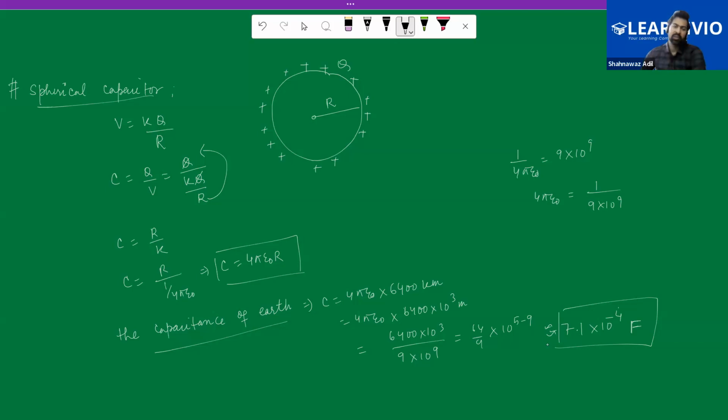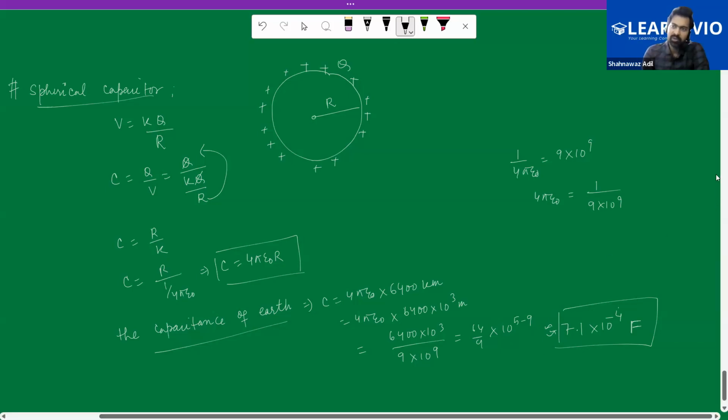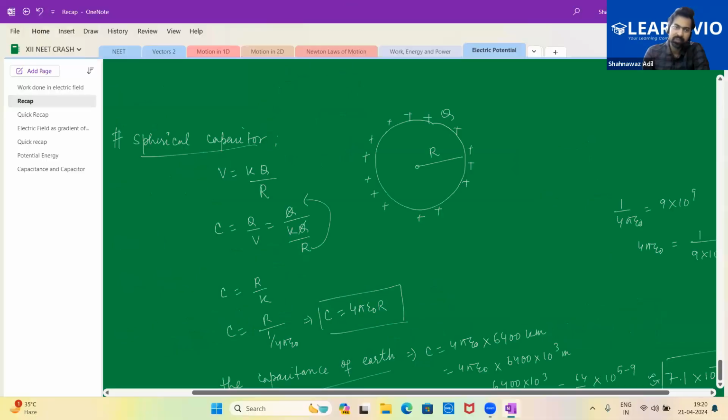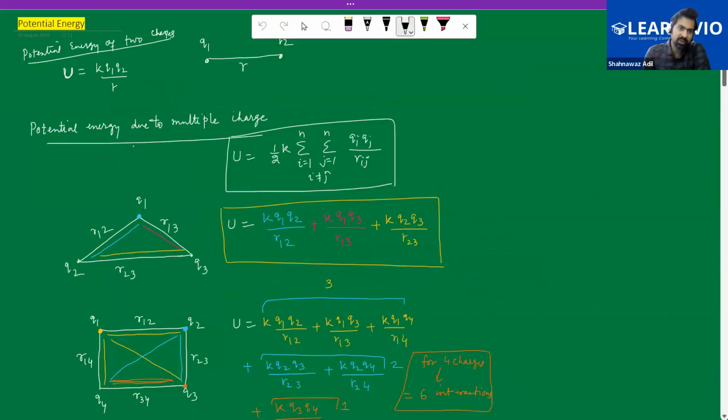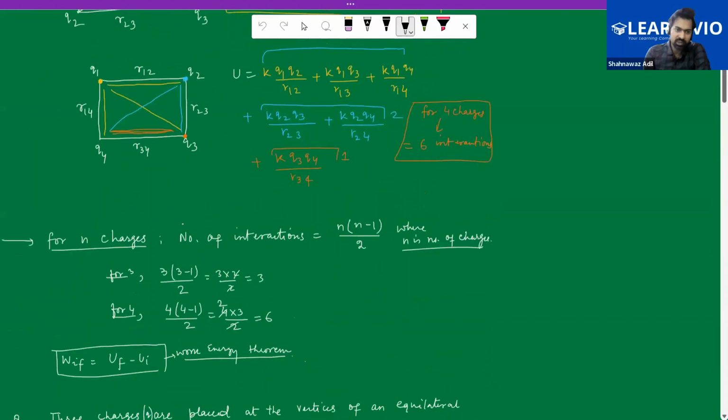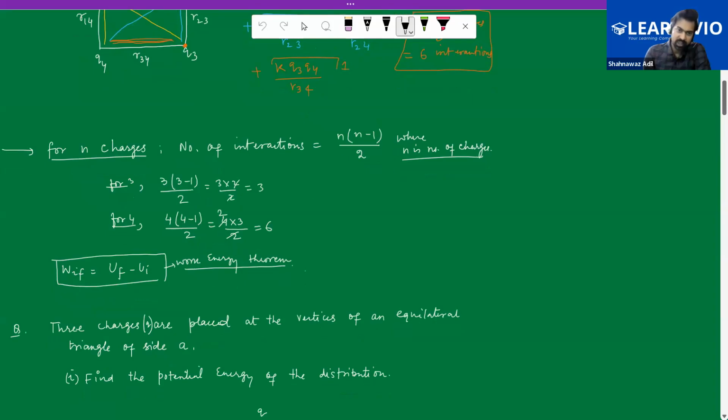Noted, sir. Good. So now, we'll talk about the combination of capacitors later. But before we do that, let us do some questions, so that whatever topics we have done now, are revised. So let's do some questions. This we have already understood, right? What is the potential due to multiple charges? This we have already understood. And you can find out the potential for n number of charges, right?